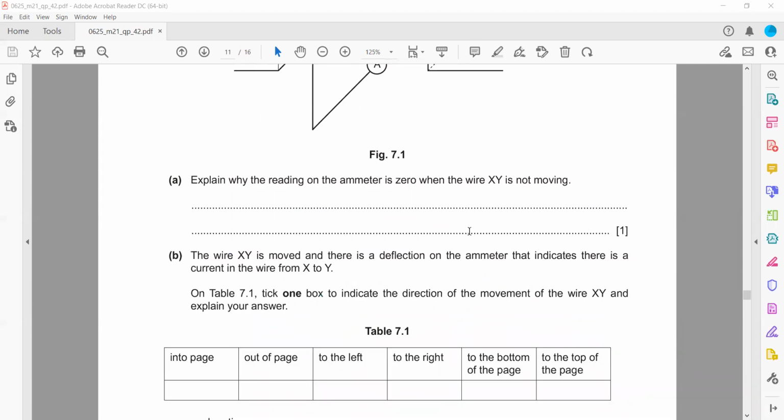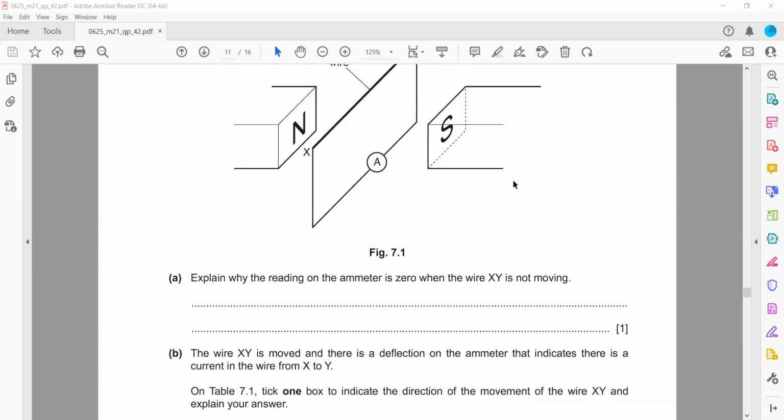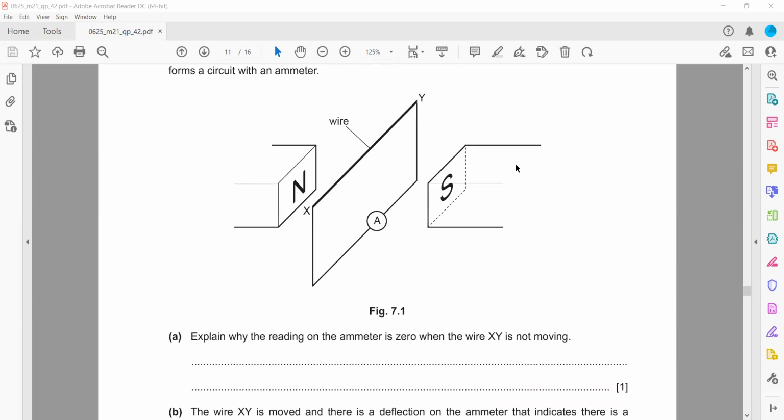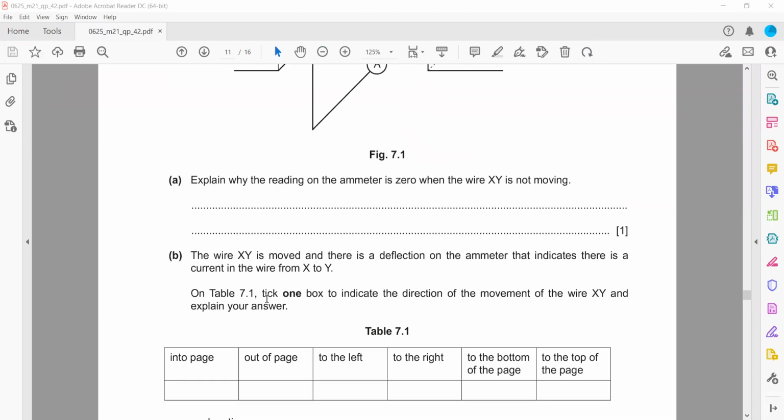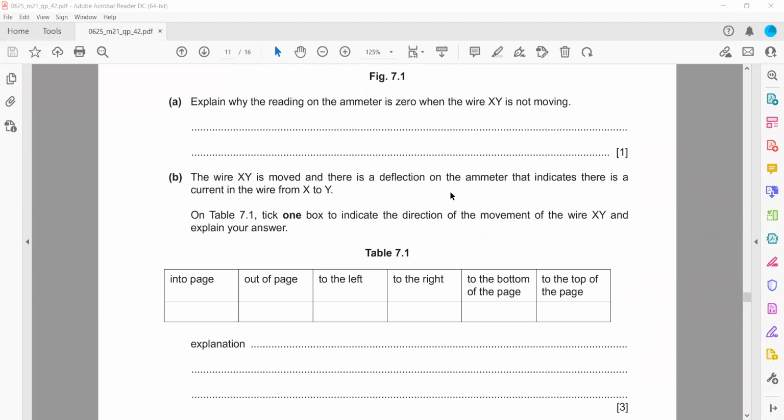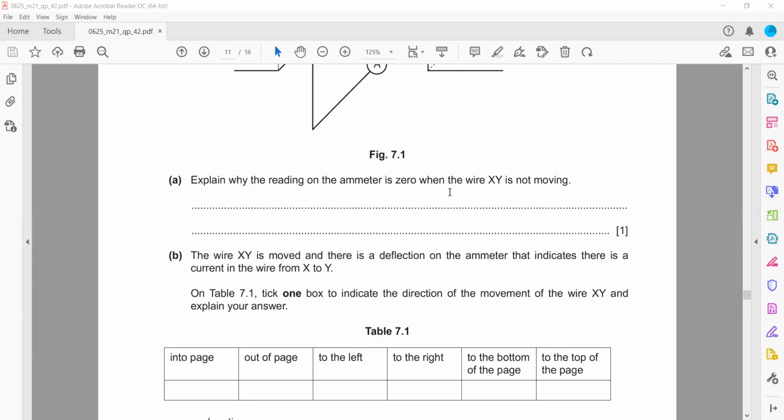Then the wire XY is moved, and there is a deflection on the ammeter that indicates there is a current from X to Y, because the wire has moved. The question is, in the table, tick one box to indicate the direction of the movement of the wire and explain your answer.